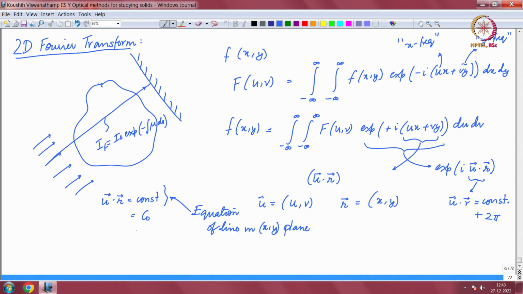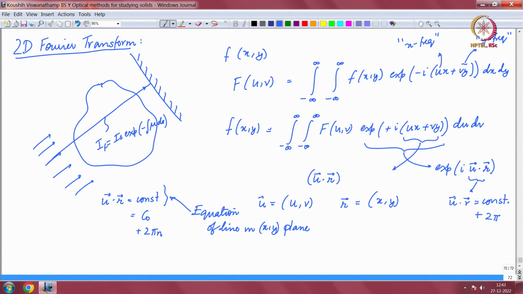Not only that, for this exponential to have the same value, it represents a family of lines all separated by 2 pi n. So if you have c naught plus 2 pi n, e to the power of i u dot r will give you the same value because e to the power of i 2 pi is equal to 1. So you now have a family of parallel lines all separated by 2 pi n.